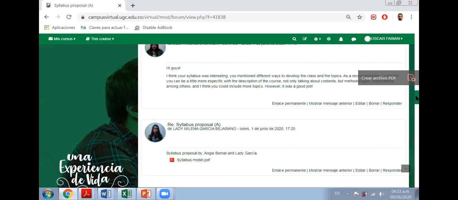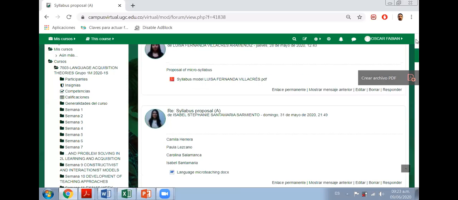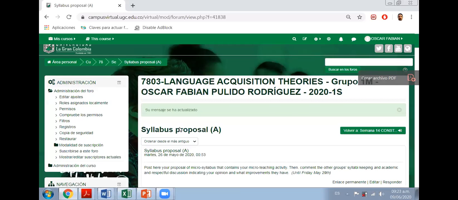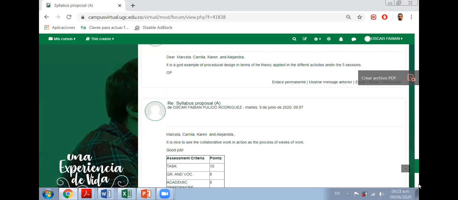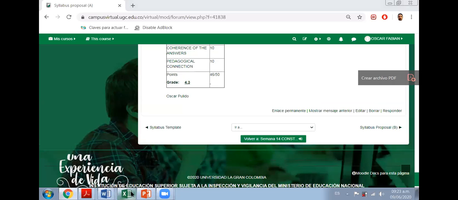But what else? There are A, B. In the other forum, there are more syllabus, like 3 or 4 more. So to make a balance, I guess 3 or 4 groups have gotten the, which is evident here. Now, I listen to you.